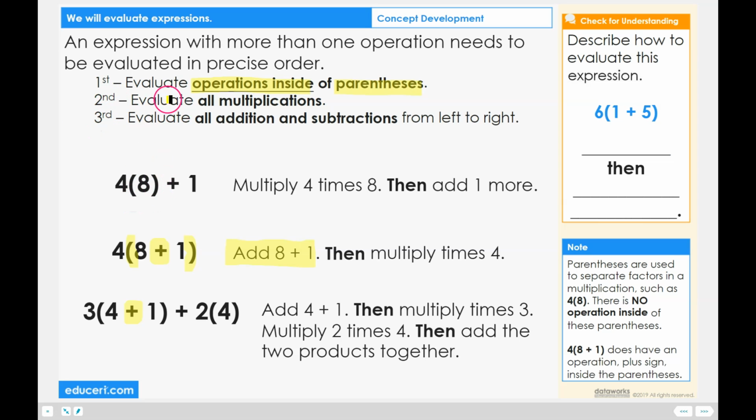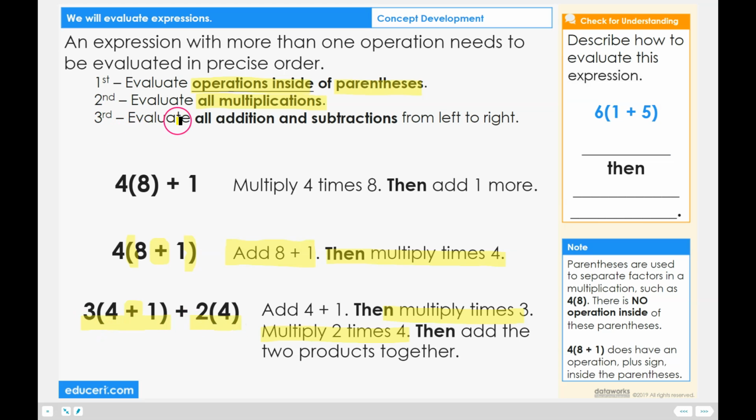Second, evaluate all multiplications. So after doing operations inside of parentheses, we move on to doing all the multiplications. So after you have added 8 plus 1, you will then multiply times 4. In this case down here, after we add the 4 plus 1, we will then multiply 3 times 5, and then multiply 2 times 4. We will do the 2 multiplication problems.